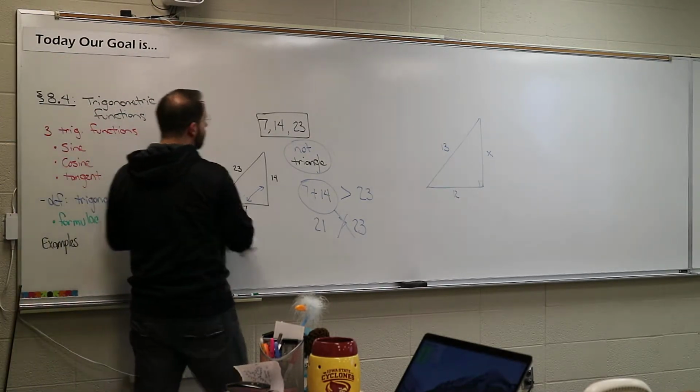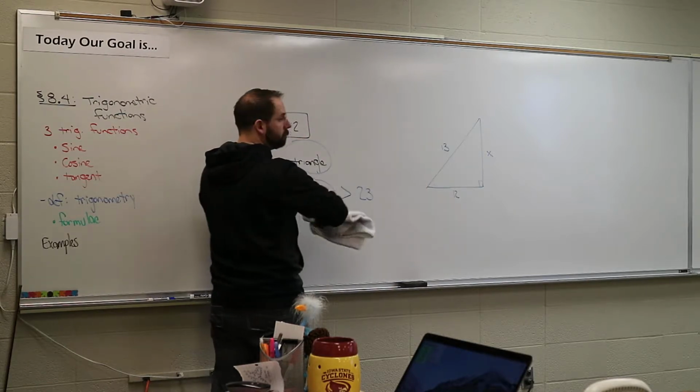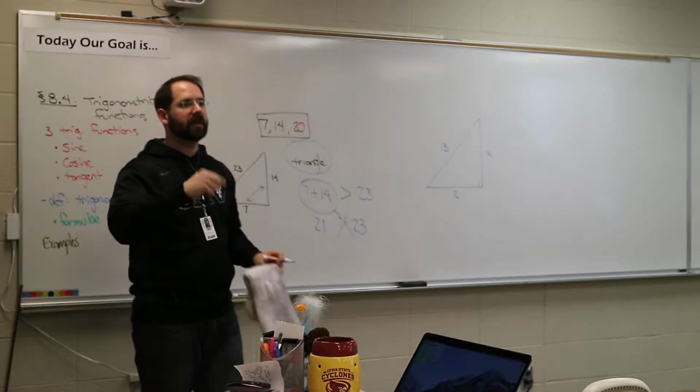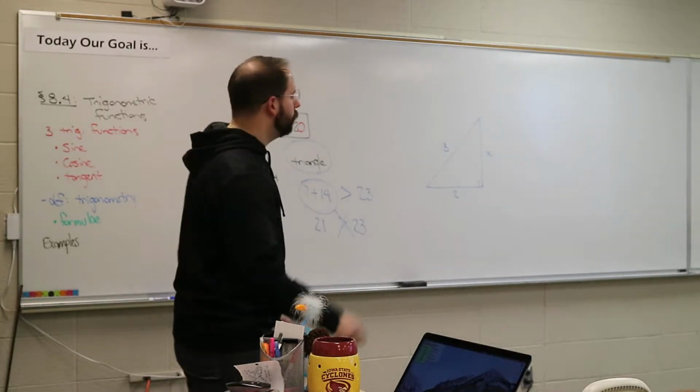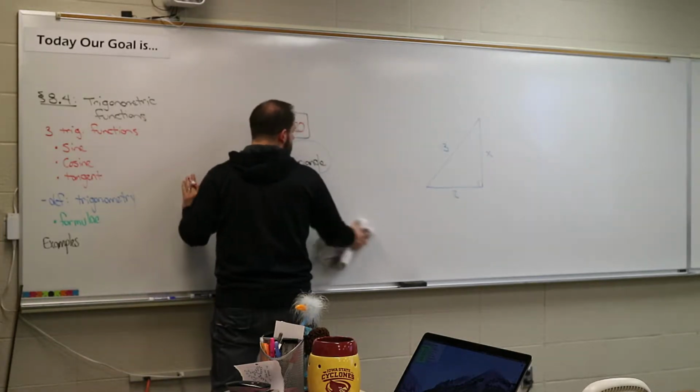Let's say instead of going 23, let's go 20. Not 21. If it's the same, it's still not a triangle. It has to always add up to be more. Can't be equal. So let's say it's 20, not 21, because if it's 21, it's not a triangle. It has to be bigger.